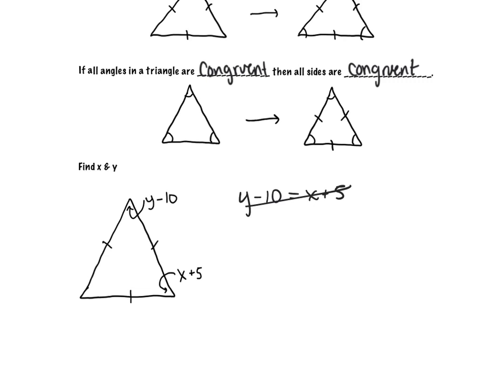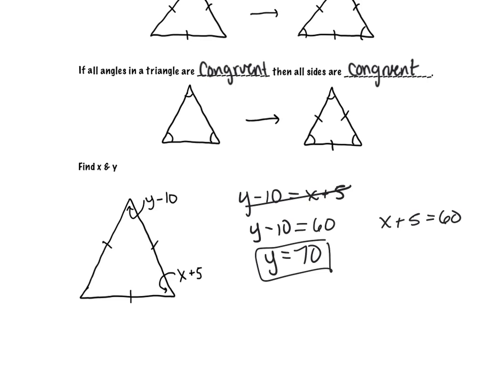What else do I know about all the angles in an equilateral triangle, though? They equal 60. So I could set up two equations and say y minus 10 equals 60 and x plus 5 equals 60. And then just solve those. So what does y have to equal? 70. Ty, what does x equal? 55.